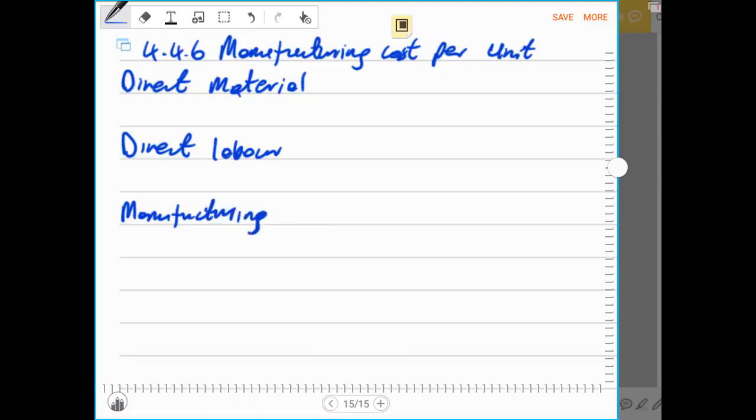Manufacturing overheads per unit. So now let us go straight to our calculations and check what the information says to us regarding all these costs that we have taken into account.